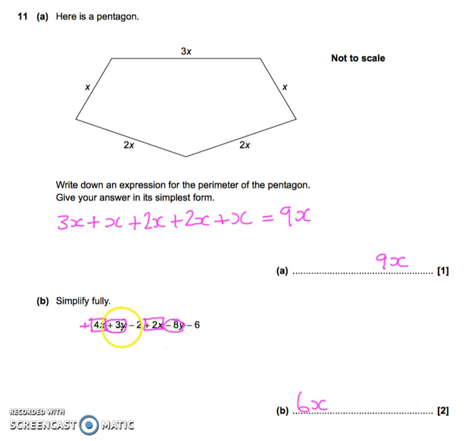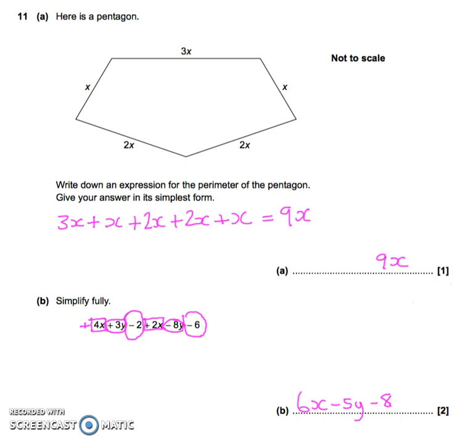Careful with this one, because you've got 3y and you've got to take away 8y. So if you start with 3 and you take away 8, you get to minus 5. So minus 5y. And then you've got minus 2 and a minus 6. So if you start at minus 2 and you take away another 6, you get minus 8. Now that's fairly simple so far.